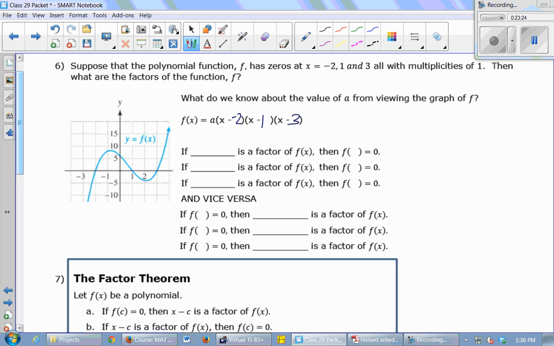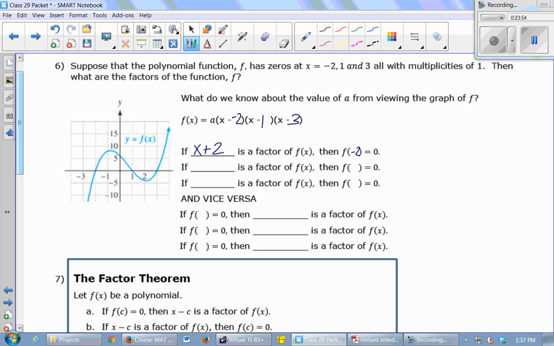Right? 2 for the price of 1. If you know a 0, you know a factor. And often, instead of writing x minus -2, you'd write x plus 2. But I'll just leave it like that for now. All right, so if x plus 2 is a factor, then that means -2 is a 0. And that means f of -2 equals 0. That's what it means to be a 0 of a function. It means that when you plug it in, you get 0.